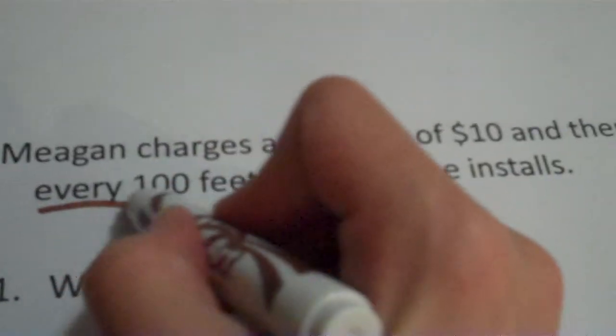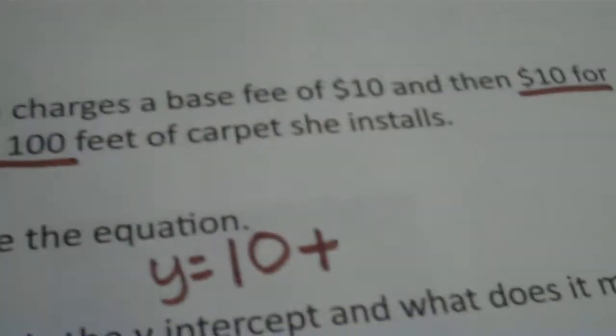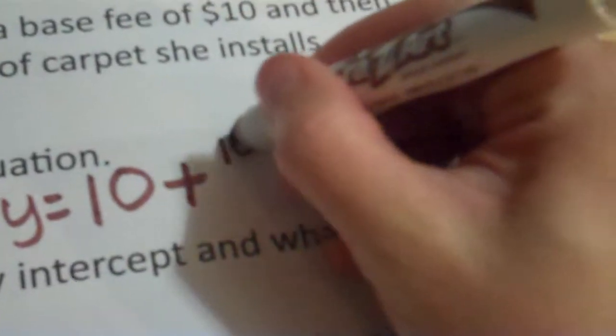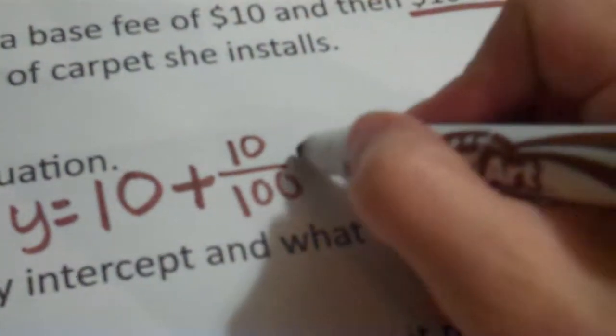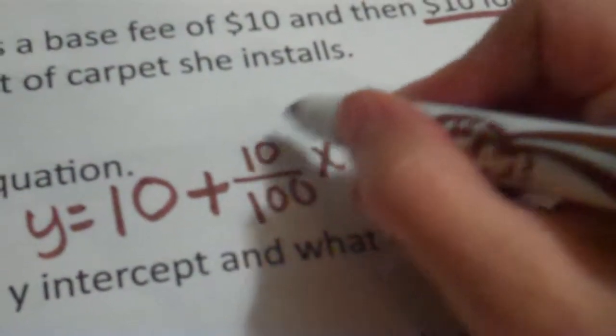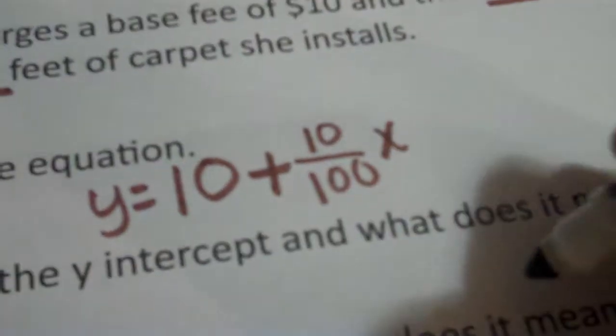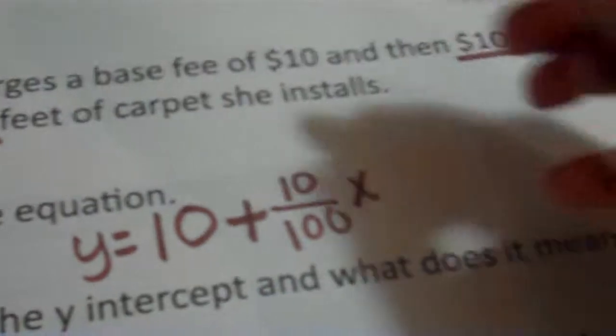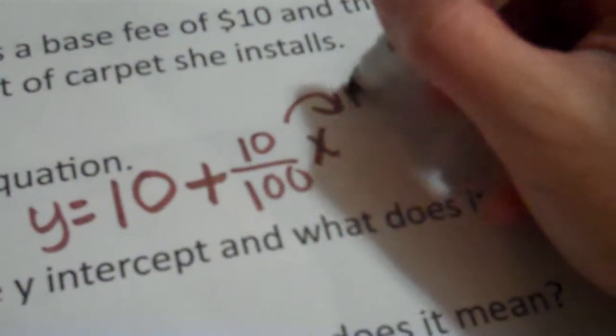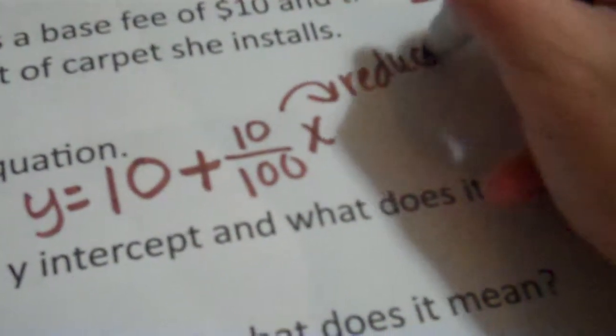$10 for every 100 feet. So how you write that is $10 over 100 feet. And then you're going to put an X here. Because $10 for every 100 feet. Alright, now this is almost correct. We have to do one thing to this. And all we have to do here is we have to reduce if possible, which we can.